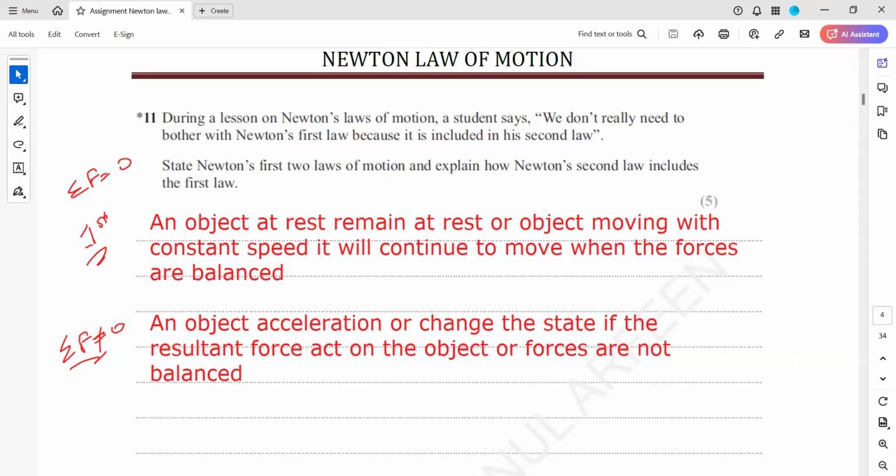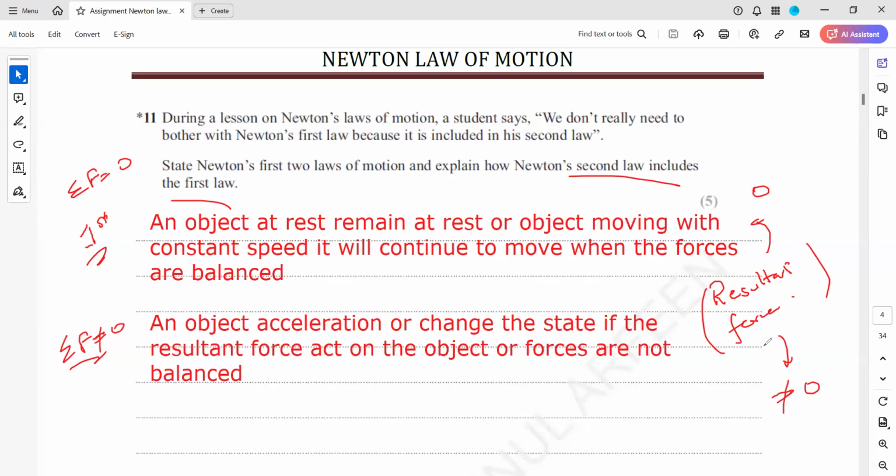Is it clear, the two laws of motion? And how we relate them, then you have to say how the second law includes the first law. What is common for the first and the second law? The common term is the resultant force. So resultant force is common for both laws. According to the first law, the resultant force is zero. According to the second law, the resultant force is not zero. So resultant force is a common term which is used for both the first and the second law.